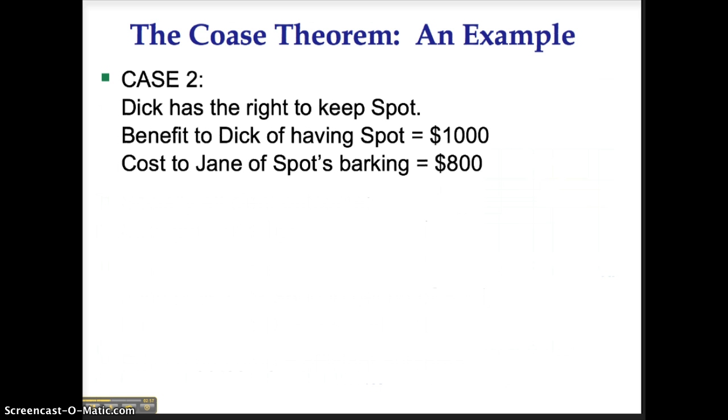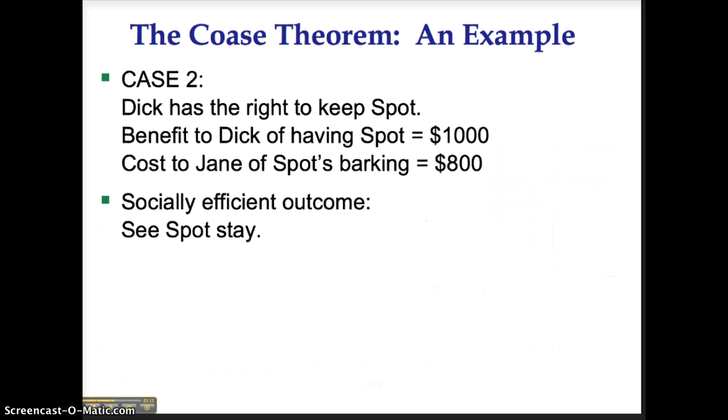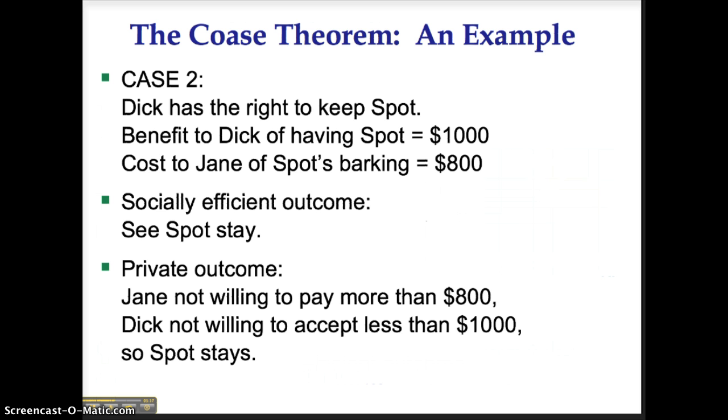Let's look at case 2. Dick has the right to keep Spot. The benefit to Dick of having Spot is $1,000, and the cost to Jane of Spot's barking is $800. The socially efficient outcome is for Dick to keep Spot. The private outcome is Jane is not willing to pay more than $800, and since Dick is not willing to accept less than $1,000, Spot stays. Again, the private outcome equals the socially efficient outcome.